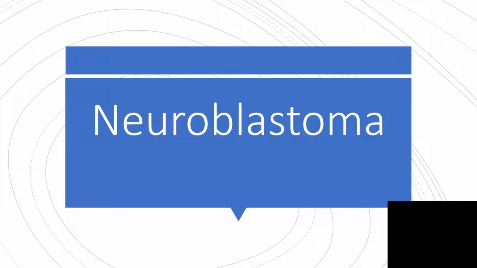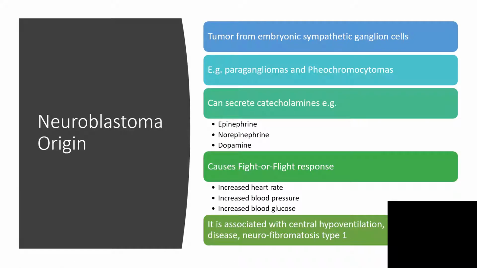Neuroblastoma. Neuroblastoma is a tumor from embryonic sympathetic ganglion cells. For example, it could be paragangliomas or Pheochromocytoma. I will make a separate presentation on Pheochromocytomas. It can secrete catecholamines, for example, epinephrine, norepinephrine, and dopamine.